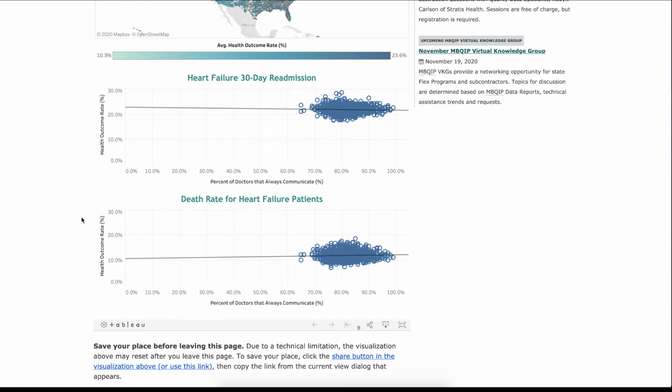Percent of doctors that always communicate is the percentage of hospital inpatients reporting that doctors always communicate well. These data are from the Hospital Consumer Assessment of Healthcare Providers and Systems, HCAHPS, survey about patient experience and satisfaction.